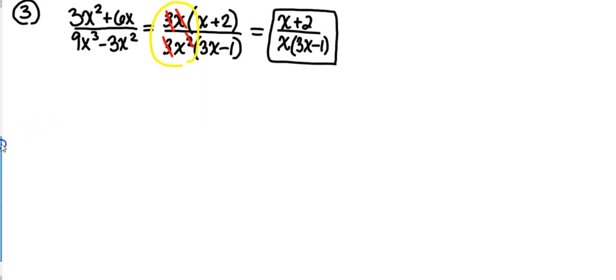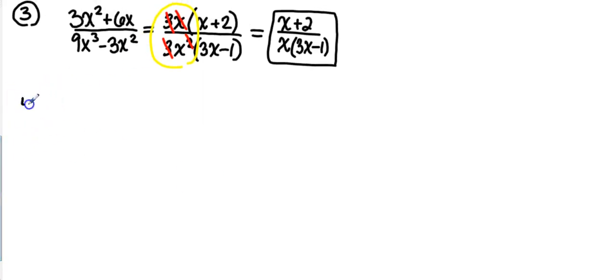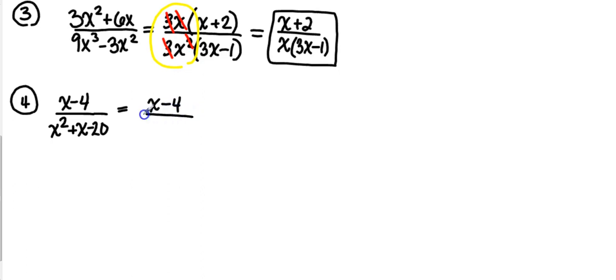Number 4 says x minus 4, all divided by x squared plus x minus 20. So now we need to start recalling our knowledge of quadratics and factoring. The numerator I can't do anything with, so that x minus 4 will stay.